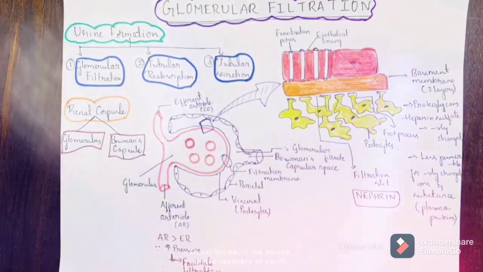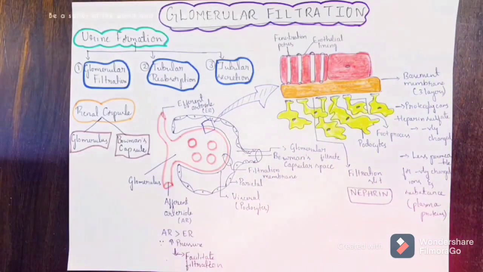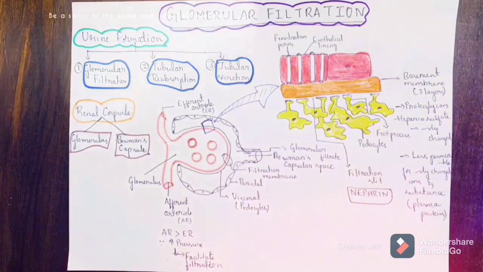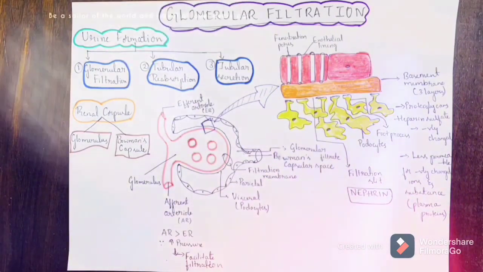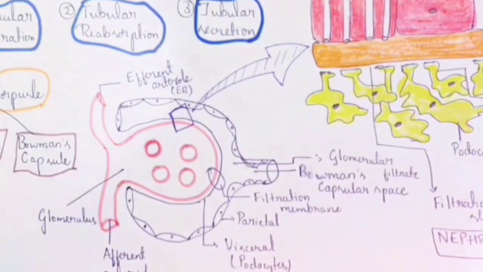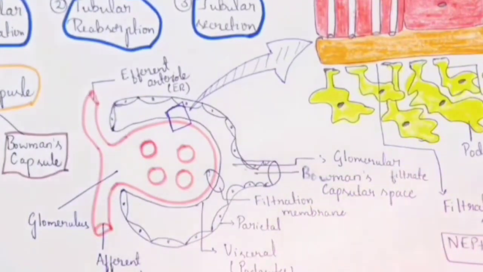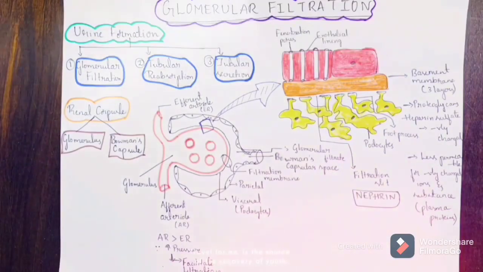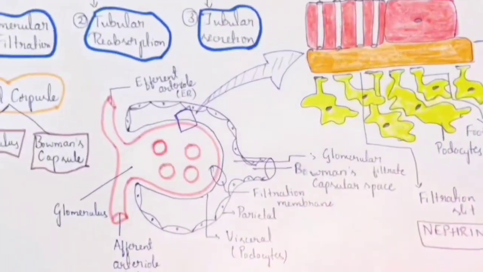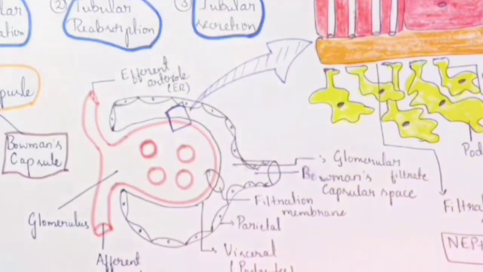It takes place in the renal corpuscle. This renal corpuscle has two components: one is the glomerulus and the next is Bowman's capsule. The red color structure in this diagram represents the glomerulus. It is basically a network of capillaries. The artery which feeds the glomerulus is the afferent arteriole, and the efferent arteriole takes away all the blood from the glomerulus. Usually the afferent arteriole is larger compared to the efferent arteriole. This is to maintain higher pressure inside the glomerulus to facilitate the filtration.